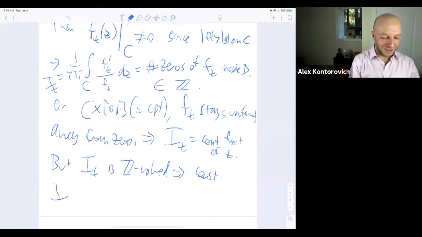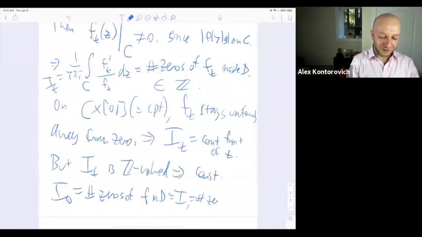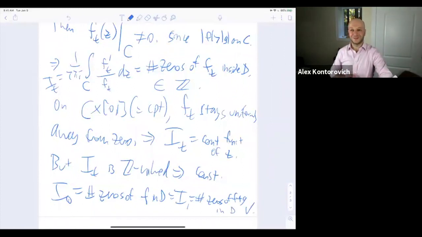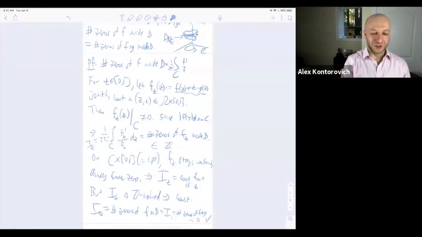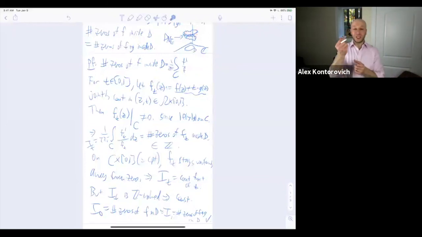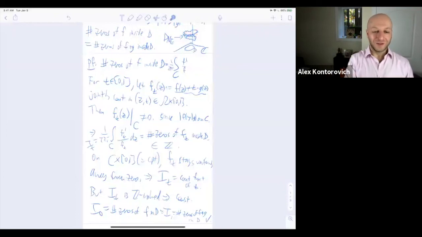And its value, I sub 0, is exactly the number of zeros of f inside D, which has to equal I sub 1, which is the number of zeros of f plus g in D. Does that make sense? So there's no way to get this picture to happen where on the boundary there's room, but as surfaces they intersect. If they intersect, then you multiply g by whatever complex number of absolute value 1 you need so that this difference is exactly 0. You see what I mean by that?